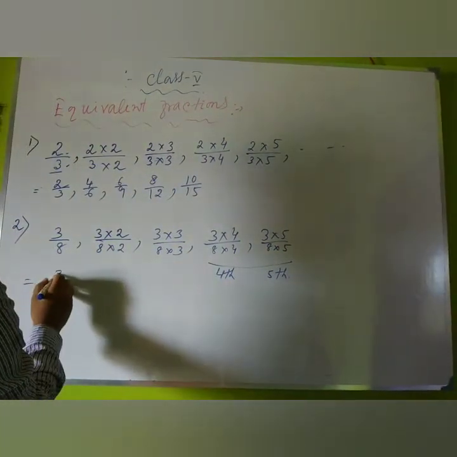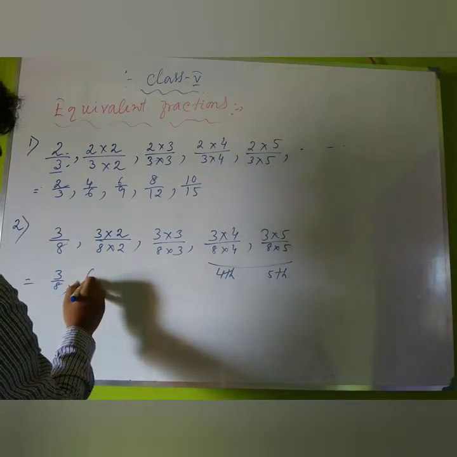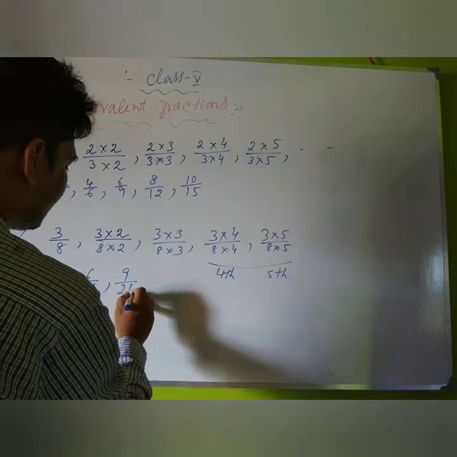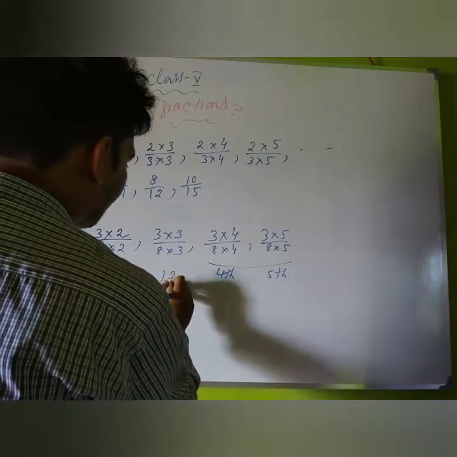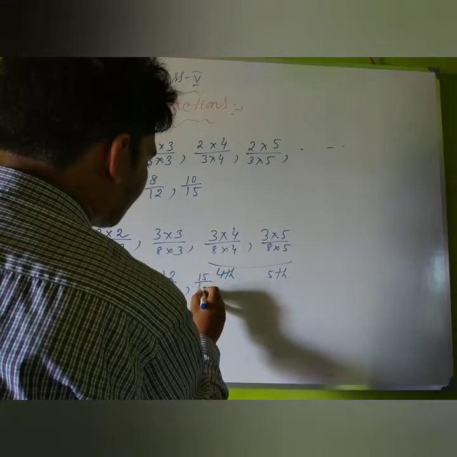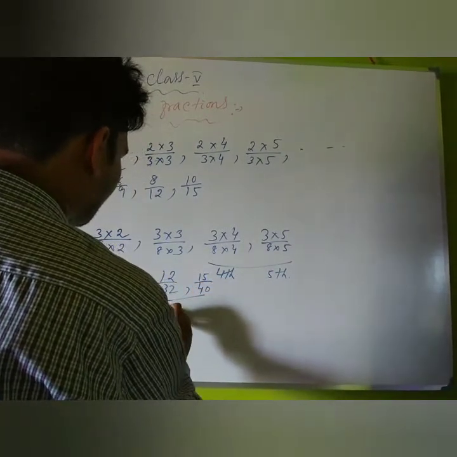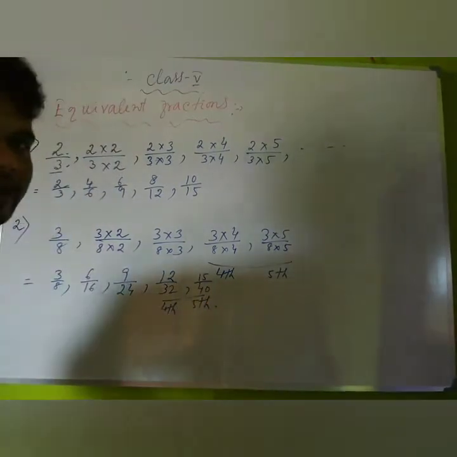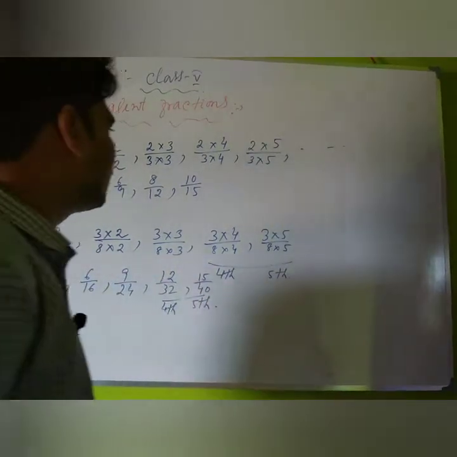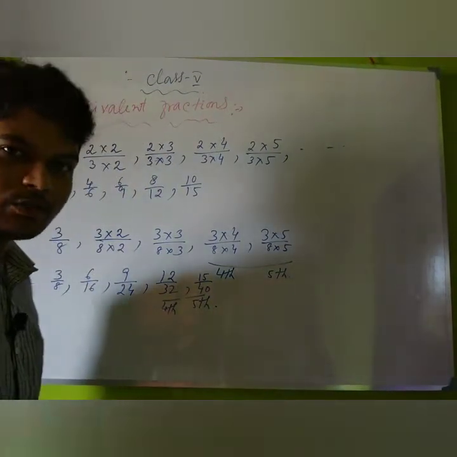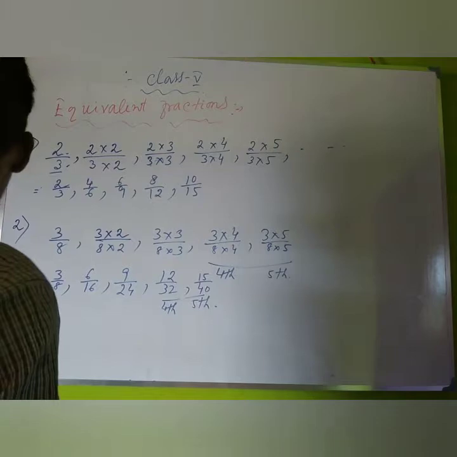So what are these? 3 by 8, 6 by 16, 9 by 24, 12 by 32, 15 by 40. These are the fourth and the fifth equivalent fractions. Understood? I hope all of you understood. If you have any problem regarding this, you must write it down in the comment section.